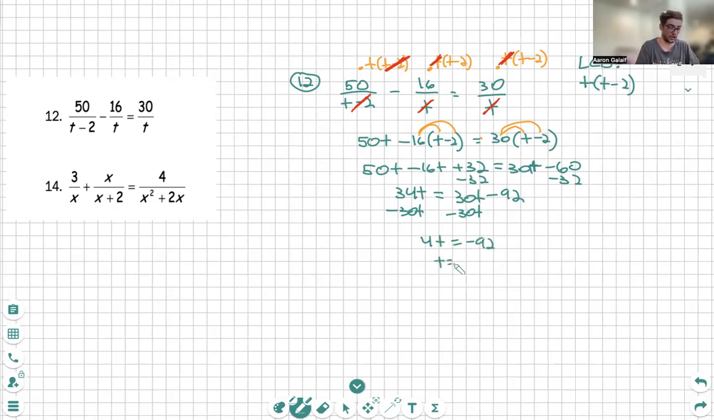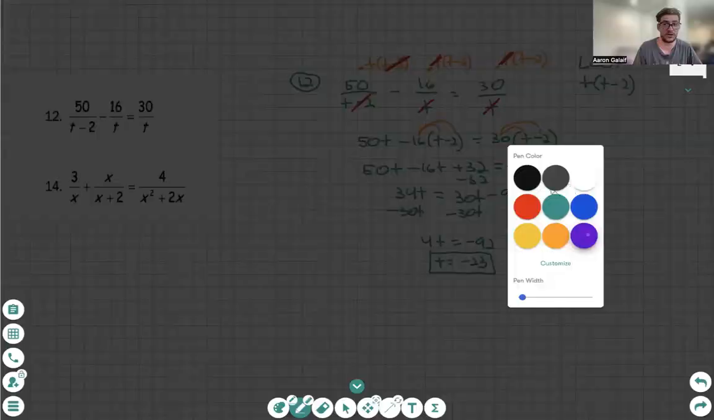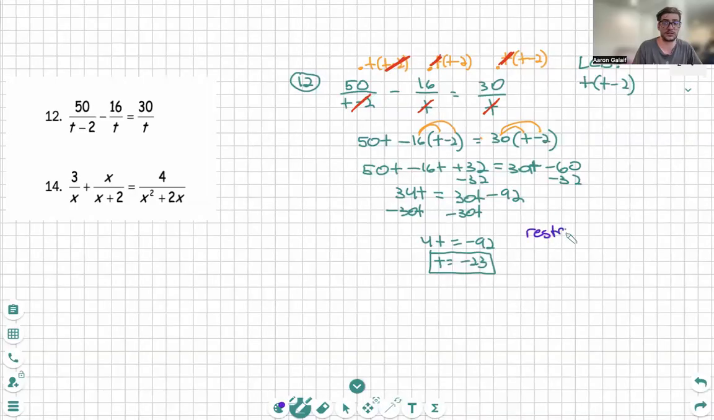Now we have to make sure we fully solve this out. t equals negative 23. Now, we need to make sure we write our restrictions. This solves the equation, however, we need to have restrictions. You are not allowed to have a 0 in the denominator. So what does that mean? I have to set each denominator to not equal 0 to make sure we do not have any points on our domain where t is not allowed to be.